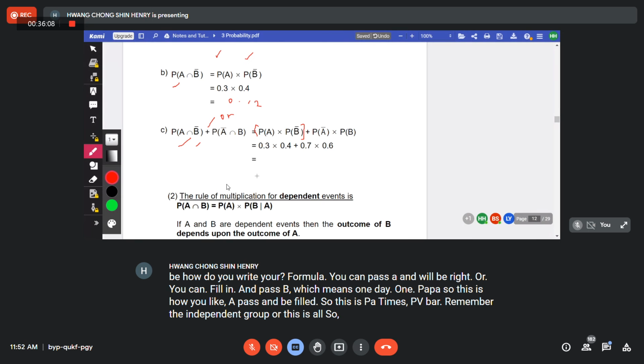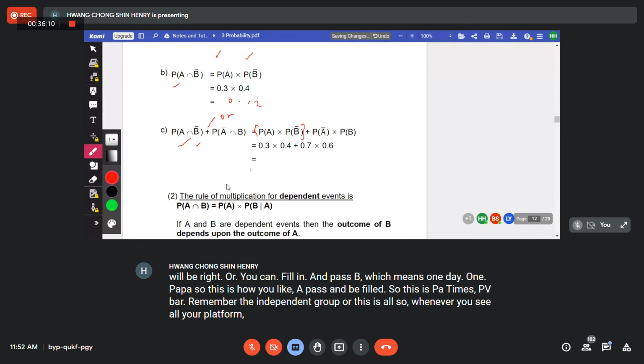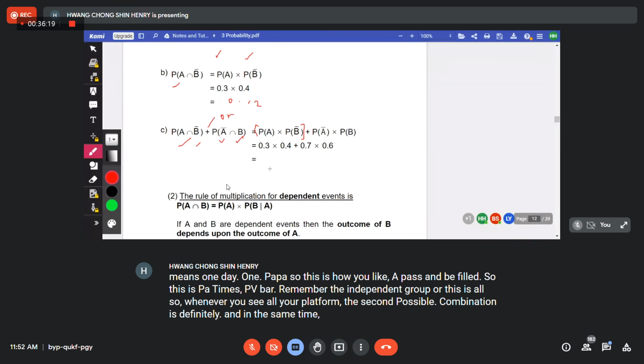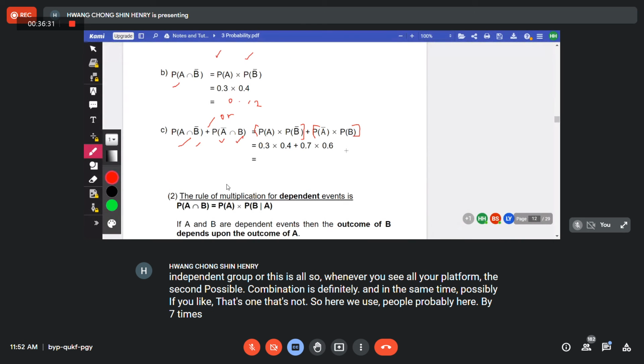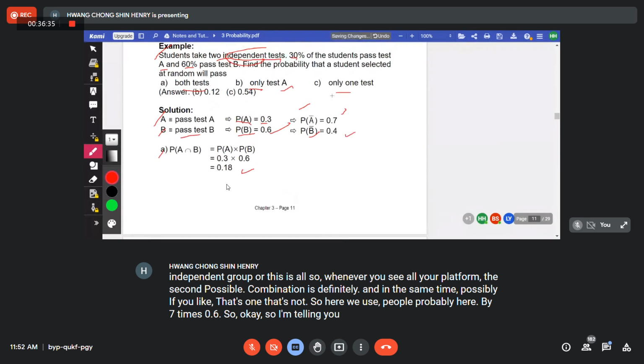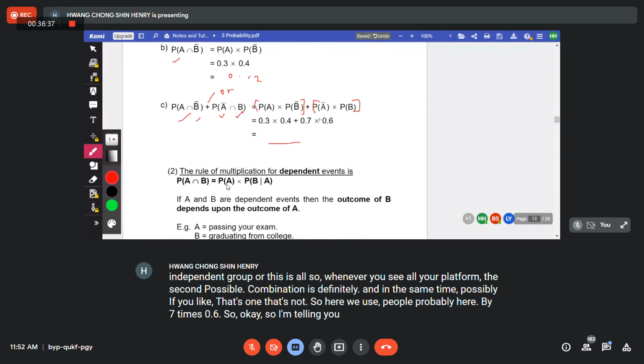So whenever you see or, you plus out. The second possible combination is fail the A and at the same time pass the B. You still fulfill the condition, right? Plus one, plus one. So here I will use PA bar, multiply PB, 0.7 times 0.6. So can someone tell me what's the answer? 0.54.